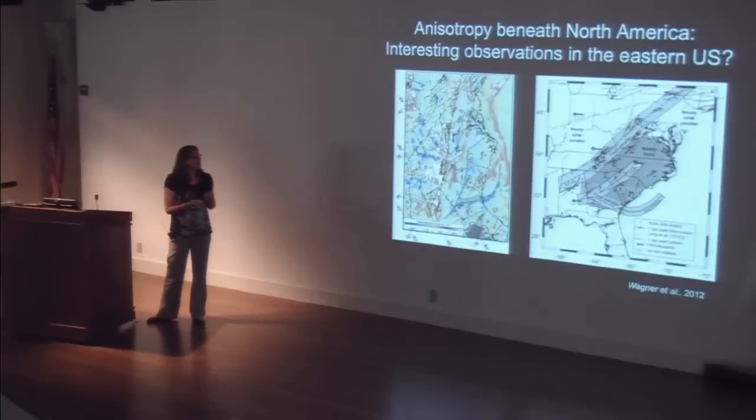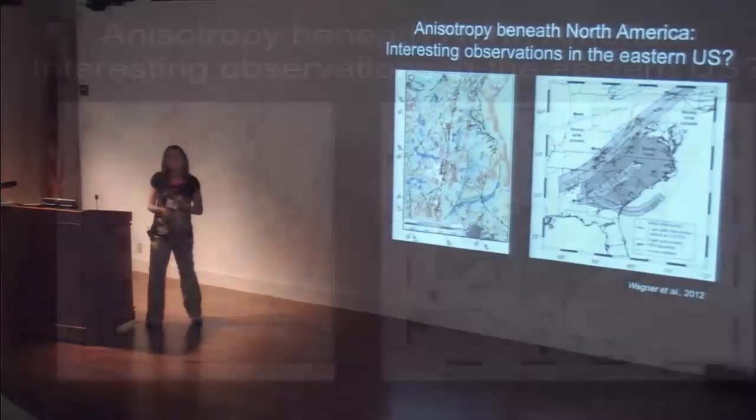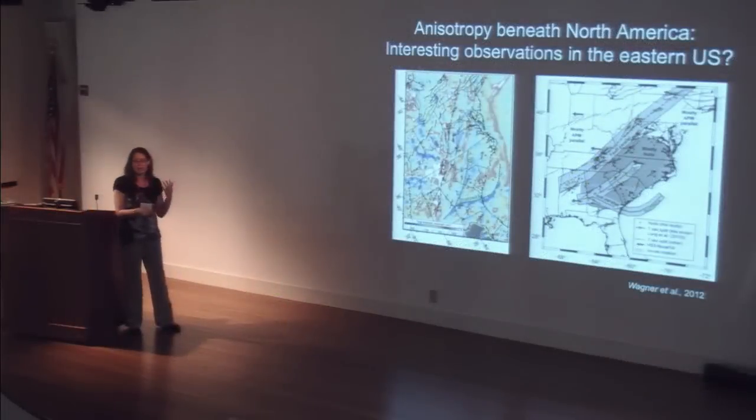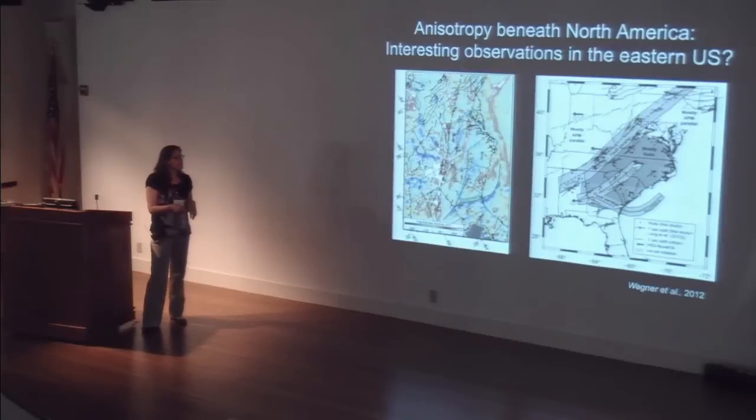I just have a couple of minutes left. I want to show one more observation of anisotropy from the eastern U.S. And this is work by Laura Wagner, who's here, and I was involved in making some of these measurements. And as I said, the station coverage in the eastern U.S. is not great. So we were looking at permanent and then a few temporary stations in the eastern U.S.